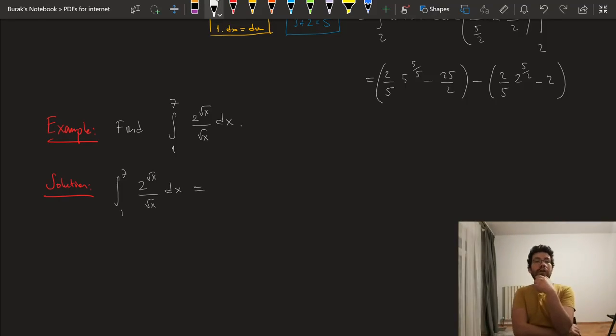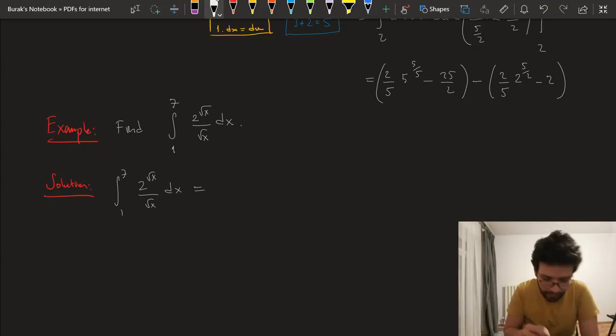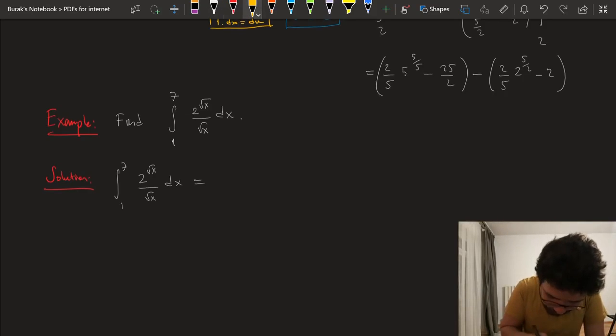Now, what am I going to call u? Which function will be called u? I can try to call the square root of x u, and that will work. I can also do something else. I can call the whole thing, 2 to the power root x, u. What will happen then? Let me try that.